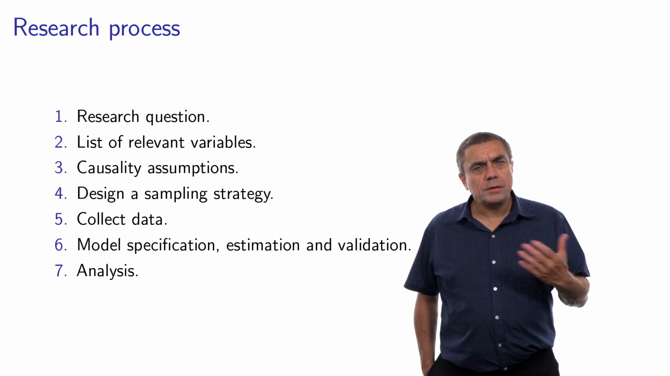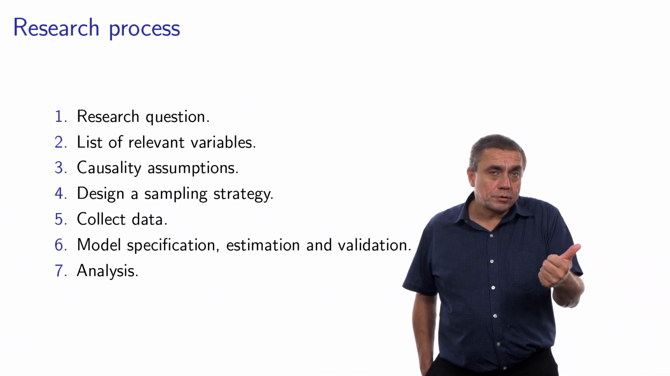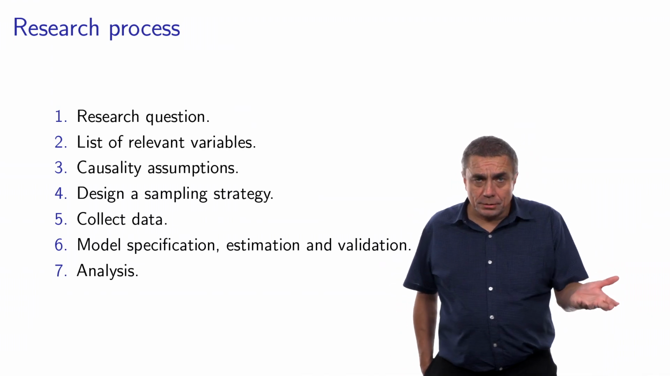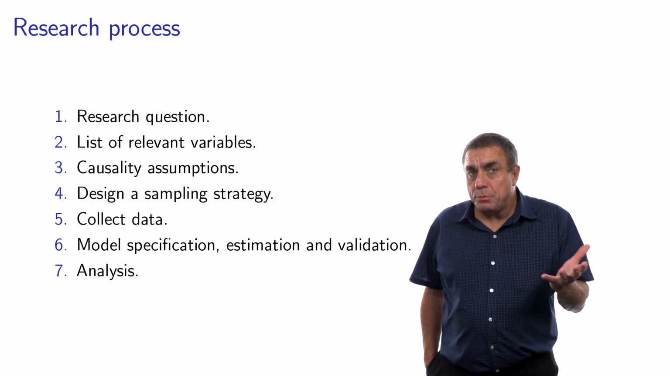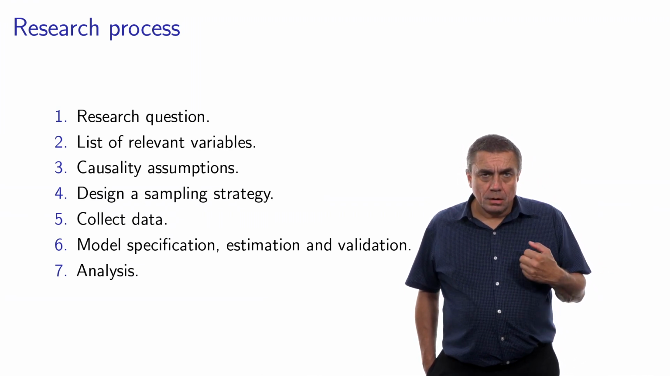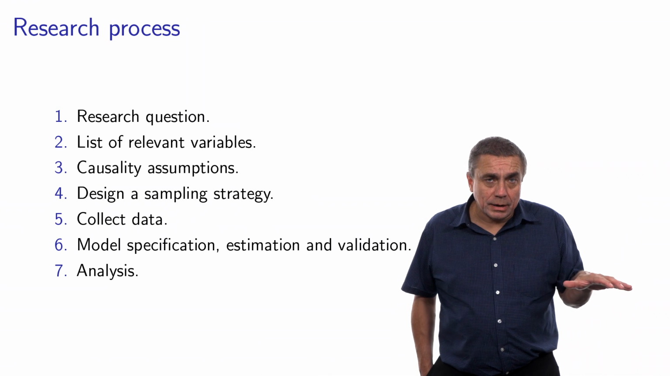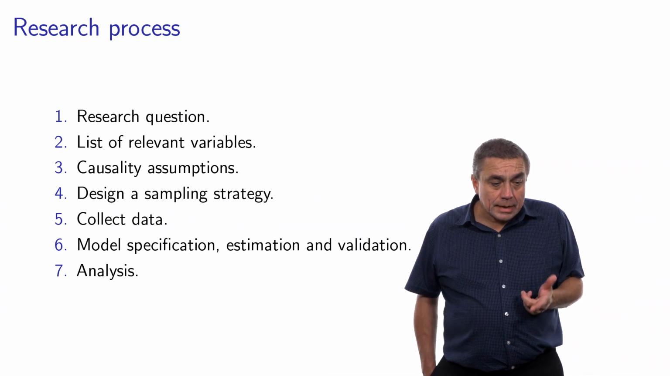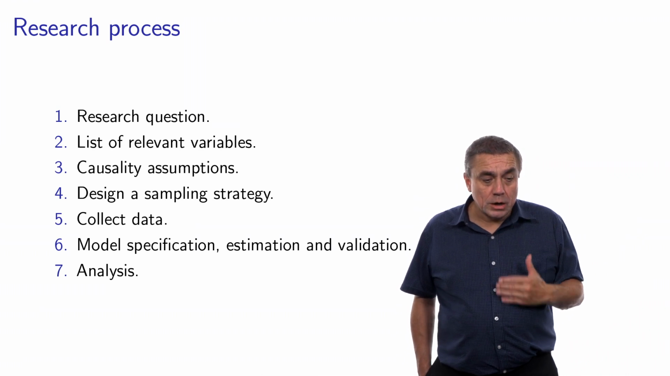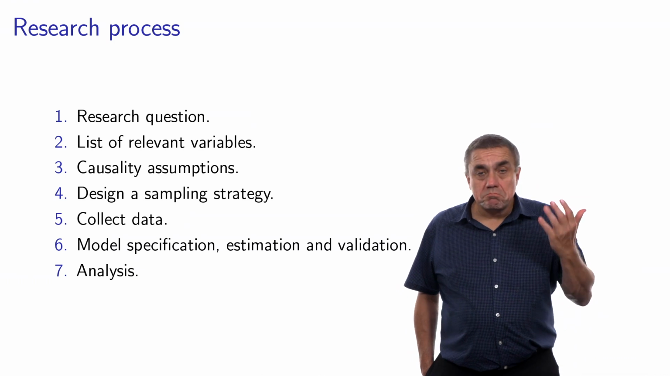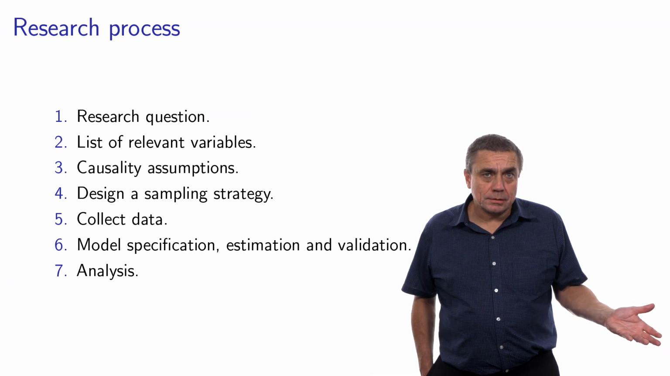A research process can be summarized into these 7 steps. First, you need to identify your research questions. Second, you need to identify a list of variables that will help you address this question. Third, you will have to assume causality between these variables. Then you will design a sampling strategy. Based on this, you will collect the data, specify a model and estimate its parameters, and then use it for the analysis.